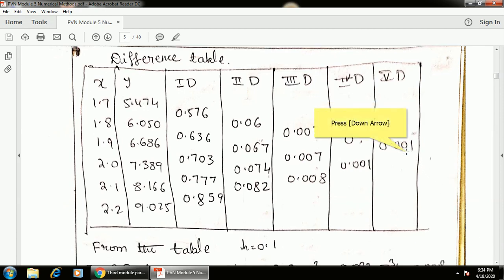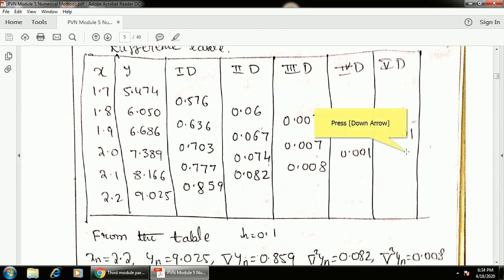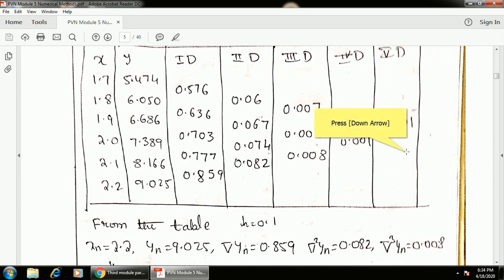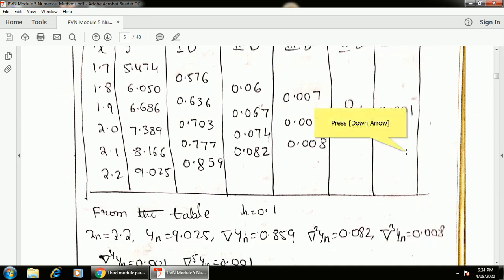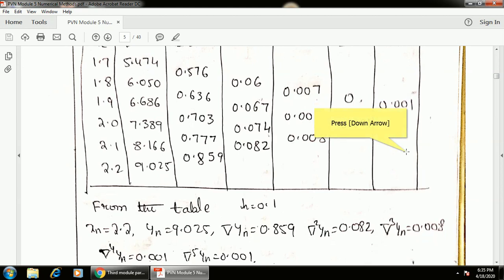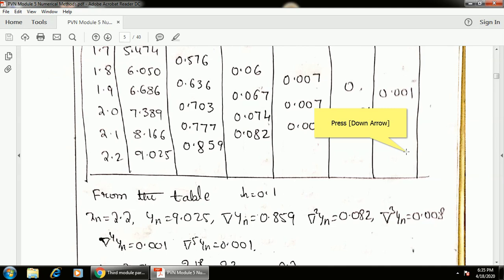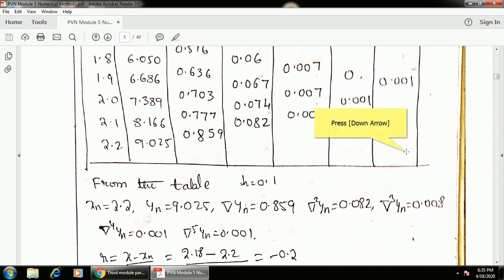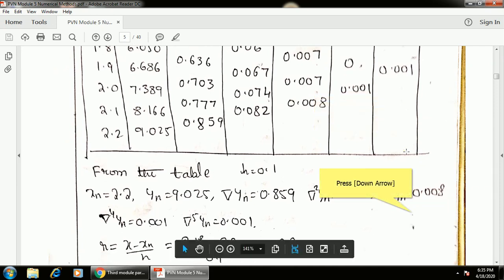And from this table, because we are using the backward difference table, the last entries are known as the leading backward differences. From this table, the last entry we are taking as xn.